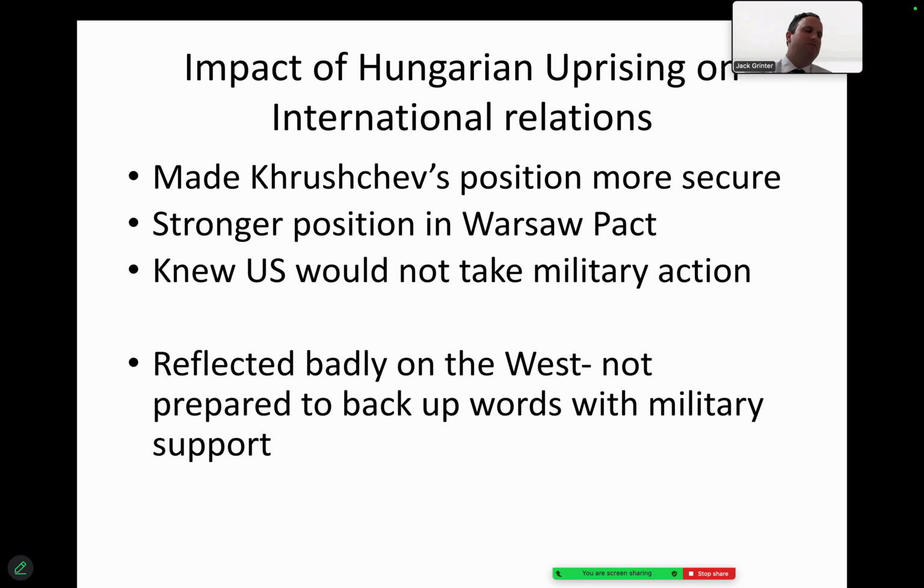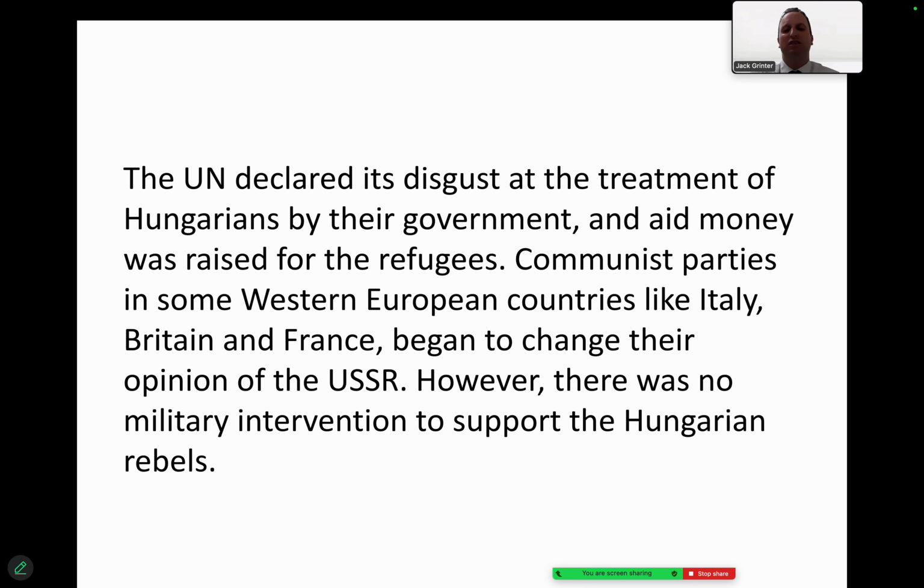What happened for Khrushchev made his position more secure. He showed that he wasn't willing to back down and let these countries get away with it and do what they wanted. So in the Warsaw Pact, it meant Khrushchev's position was more secure. We don't really mention another challenge to Soviet control of Eastern Europe until 1968, 12 years after this. Khrushchev knew as well that the USA wouldn't take military action. Arguably it reflected badly on the West. They weren't willing to back up words with military support.